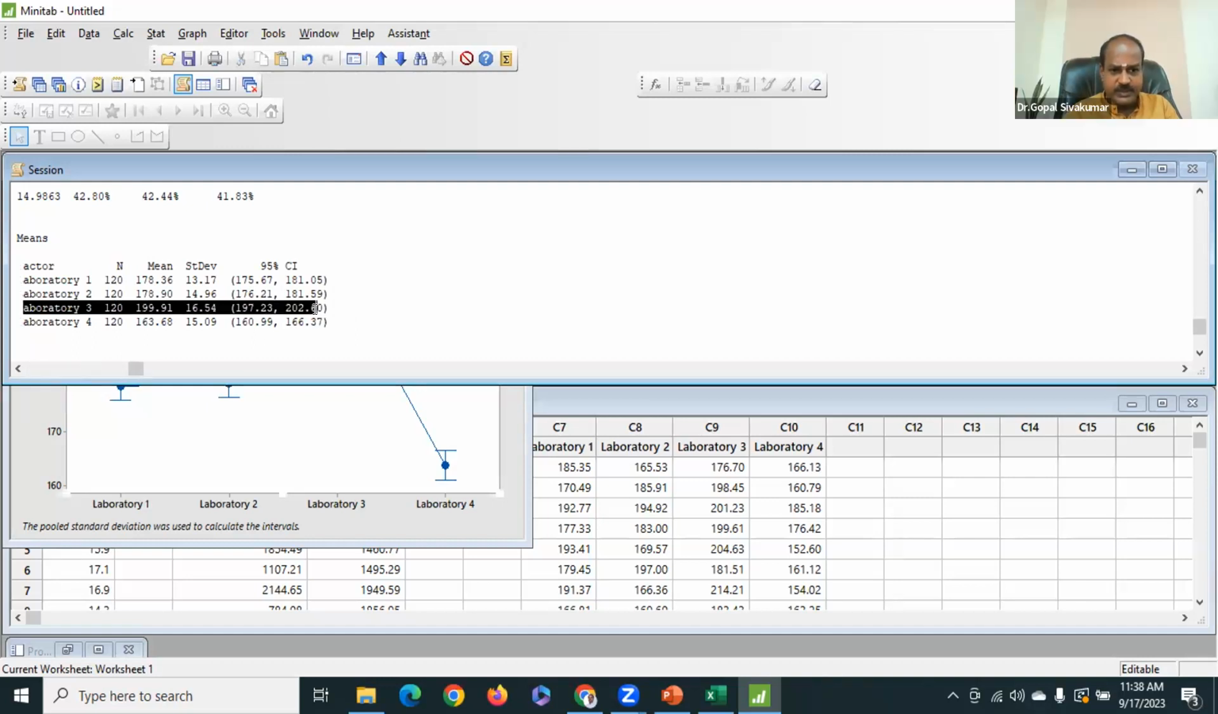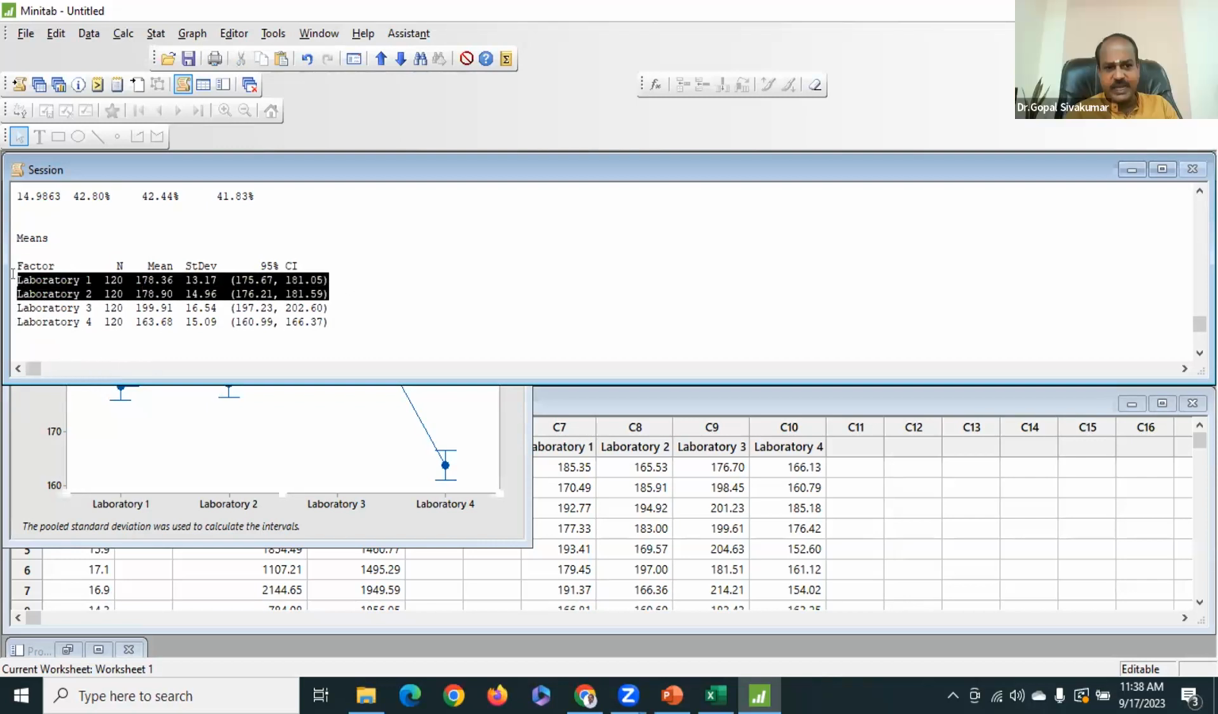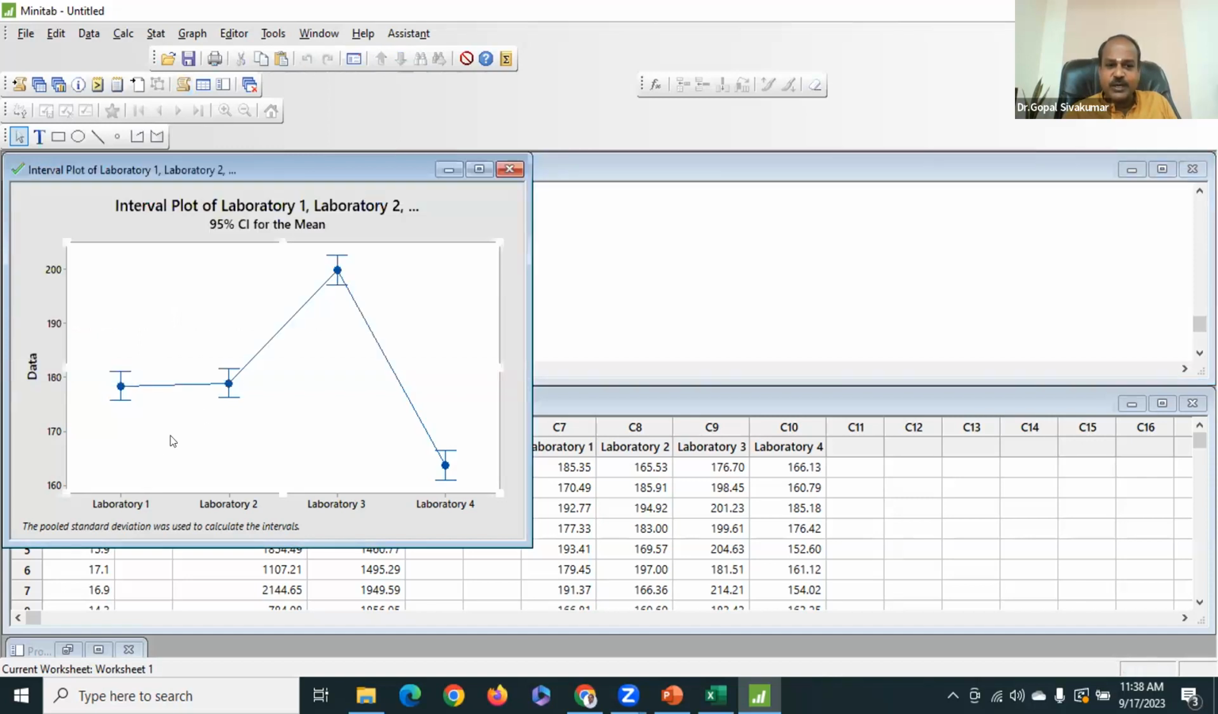More turnaround time is laboratory 3. Less turnaround time is laboratory 4. But if I ask you, will you be able to differentiate lab 1 and 2? No, sir. Both are within the confidence level, sir. That's why you are seeing them overlapping. Can you see the confidence interval, the vertical line overlapping?